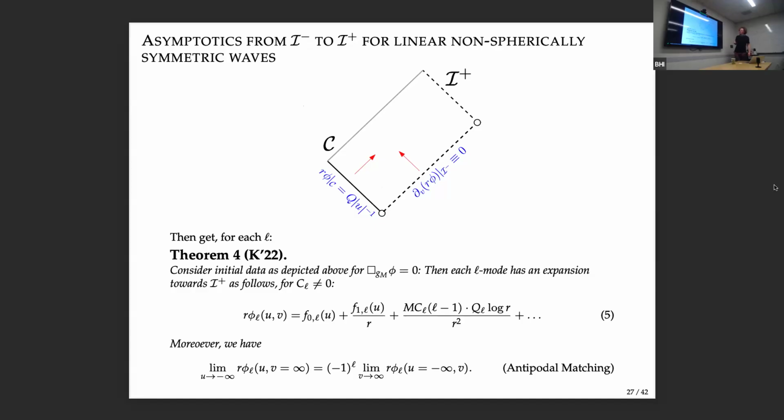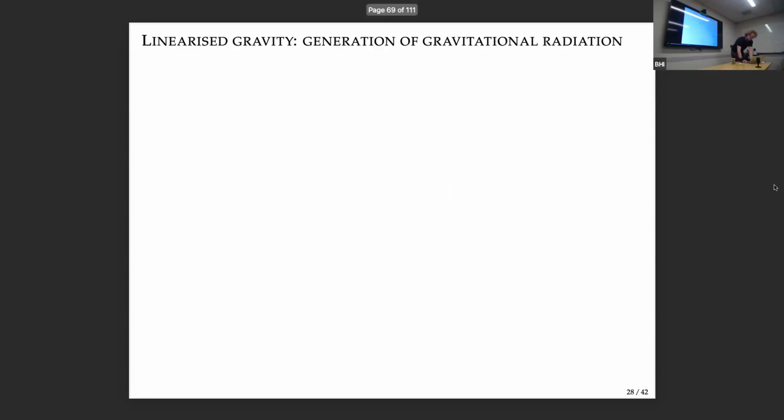Another interesting thing that you can prove in this setting by the same methods is antipodal matching for the scalar field. So if you look at the limit of the radiation field towards space-like infinity along past infinity, and the limit of the radiation field along future infinity towards space-like infinity, okay, many words, you look at these two limits, they are antipodally matched. So each L mode is matched to the other limit by a factor of (-1)^L. And this, in fact, is enough to prove antipodal matching for the Einstein vacuum equations. I just wanted to mention it here already. And now that's all for scalar waves.